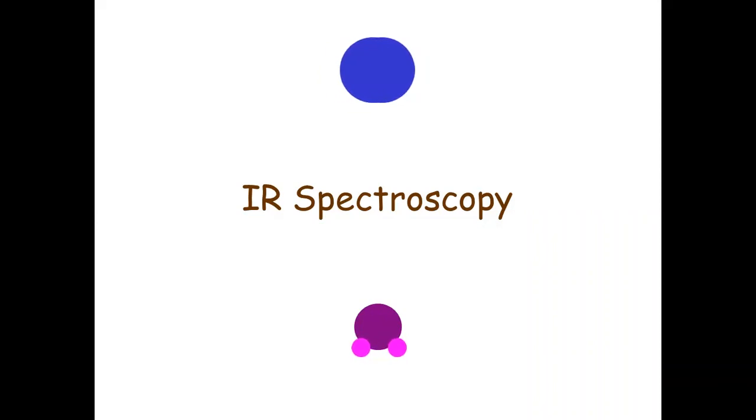Hello students, today you are going to learn infrared spectroscopy. So in this slide you can see the two atoms are being connected with each other. They are coming closer to each other, moving away from each other. So there is change in the bond length.